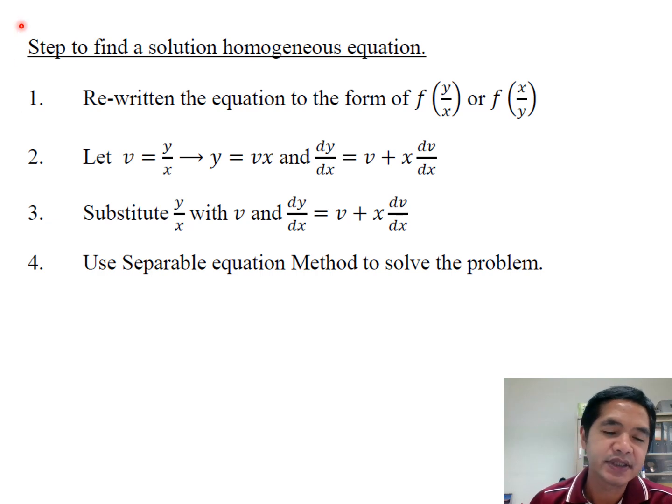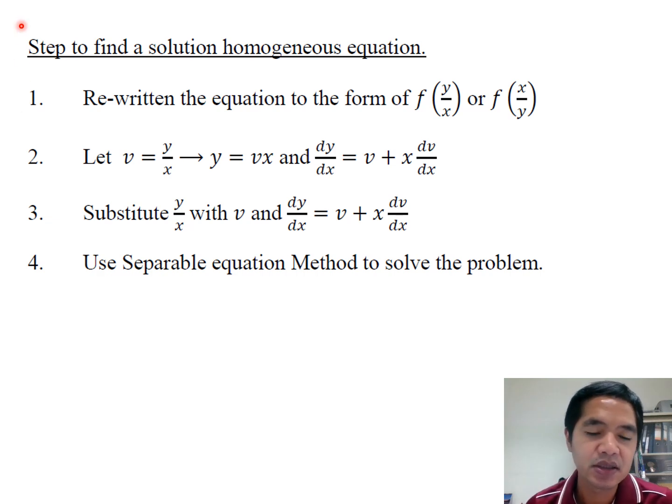Now let's look at the steps to find the solution when we have a homogeneous equation. You have to follow these 4 steps. In the first step, you rewrite the equation into a function of y over x or x over y. Transform that first ODE into this function. Then you let v equal y over x, or y equal vx, and then you differentiate with respect to x, and you get dy over dx equal to v plus x dv over dx, right?